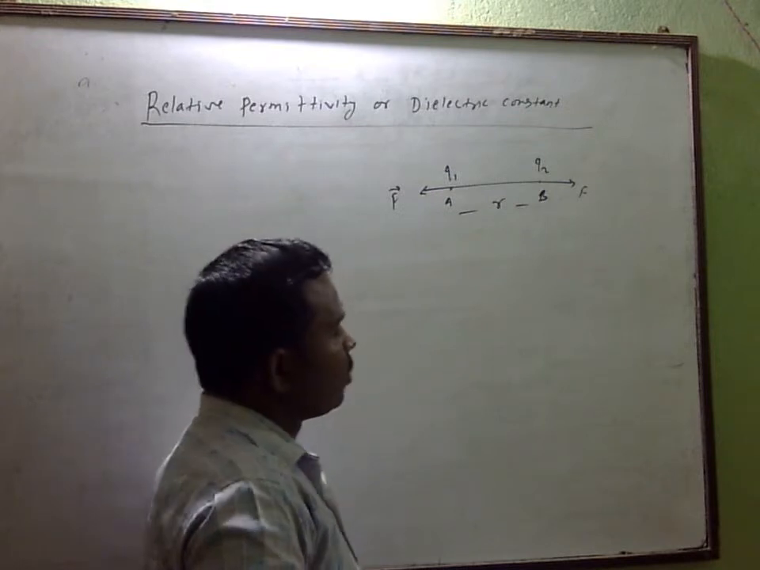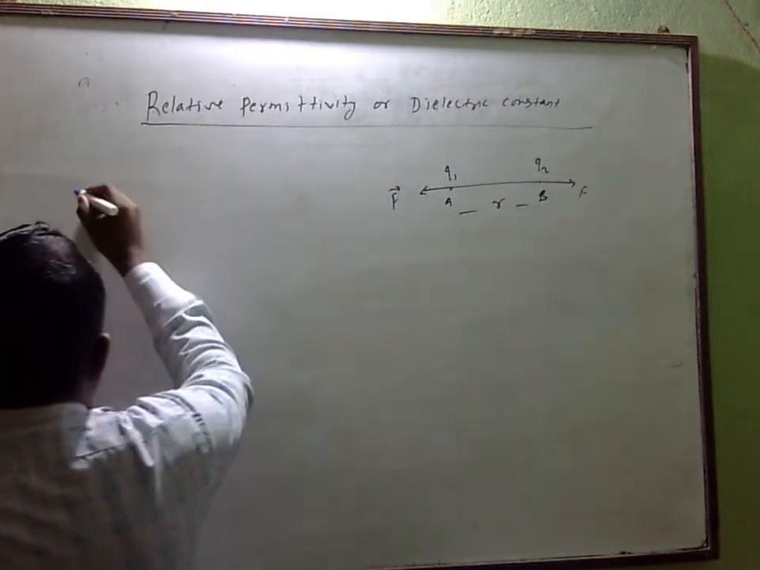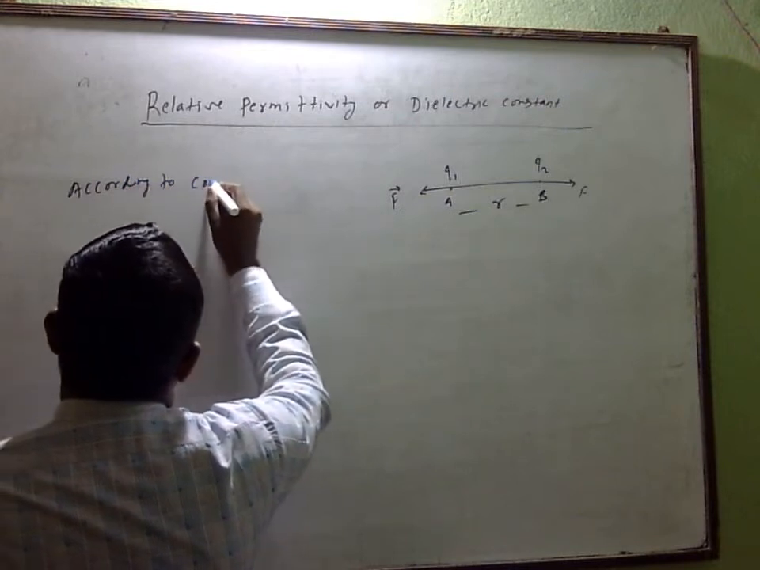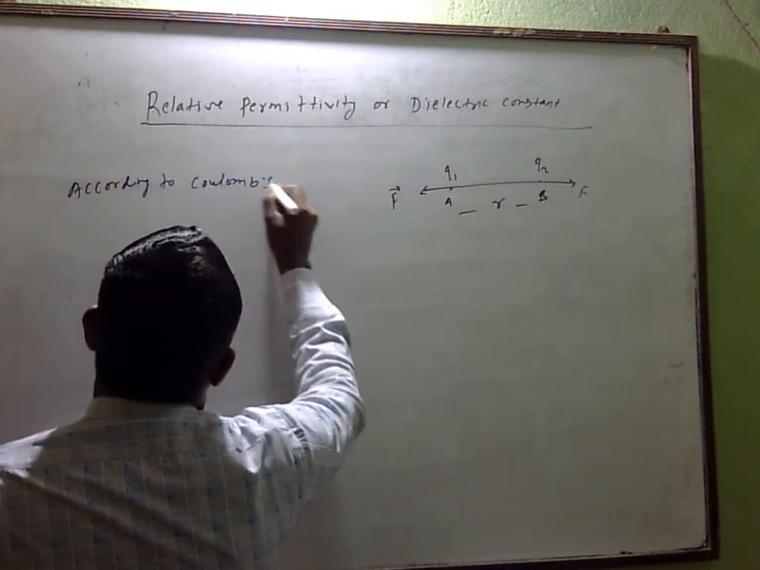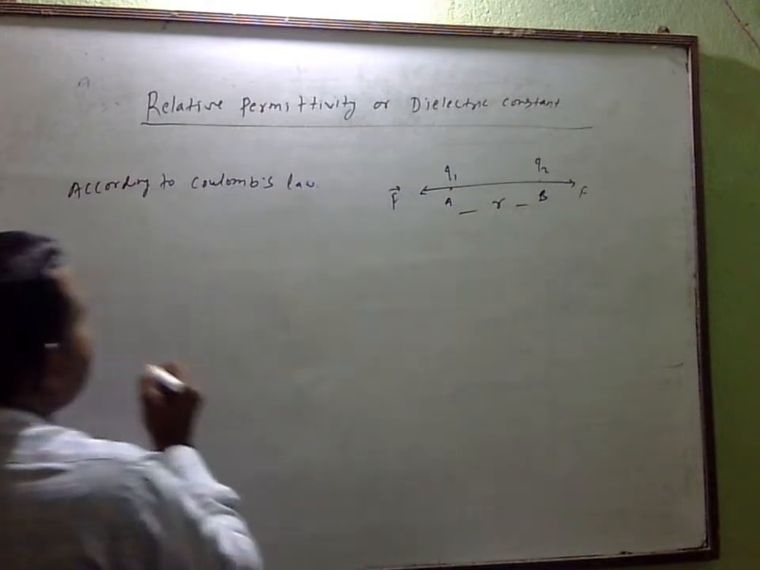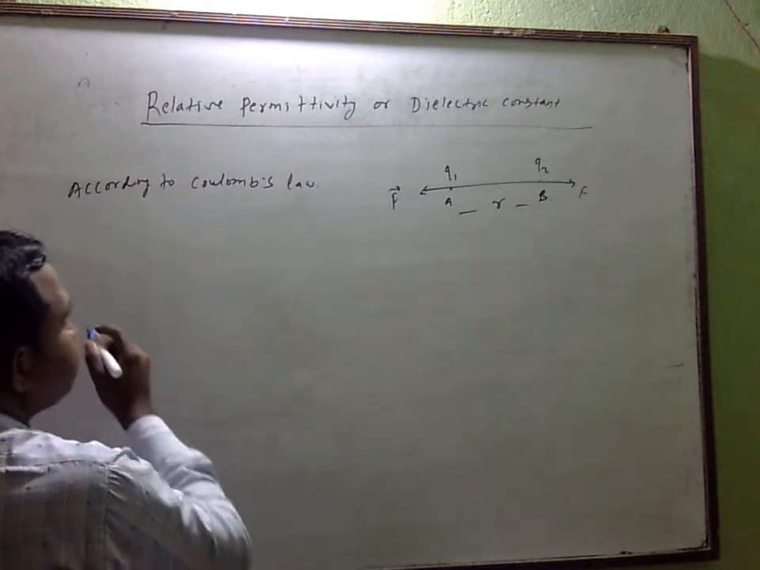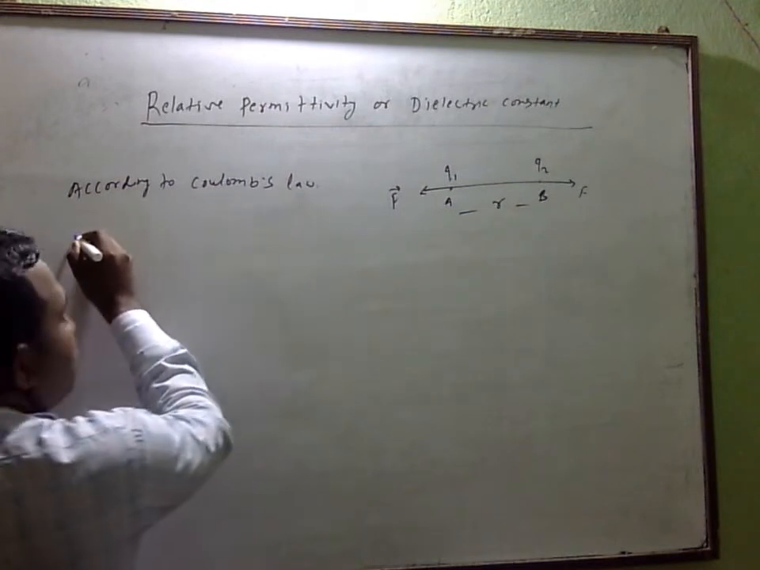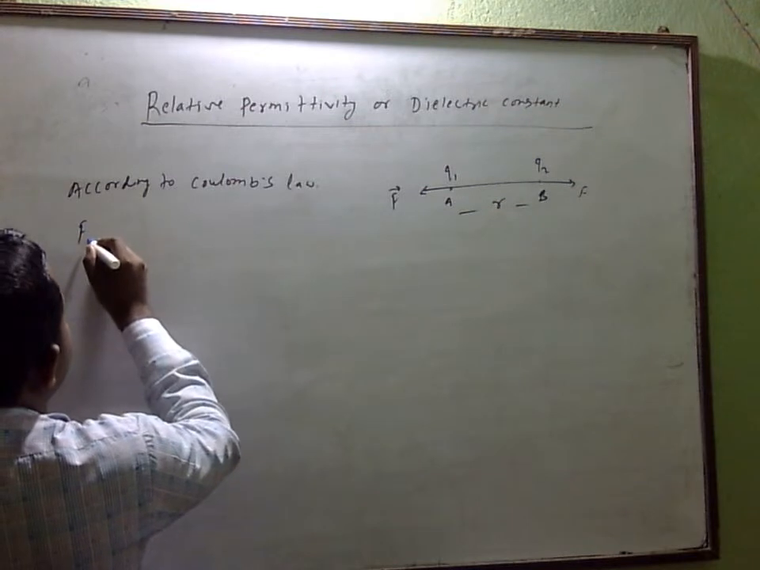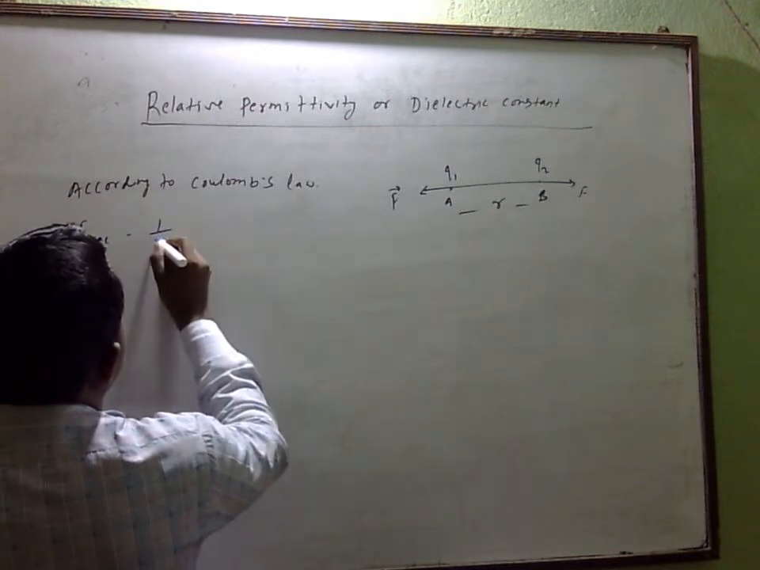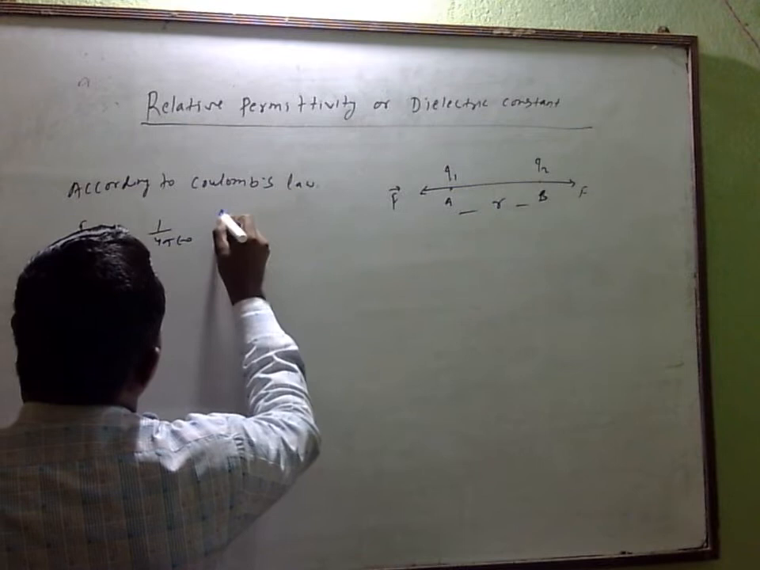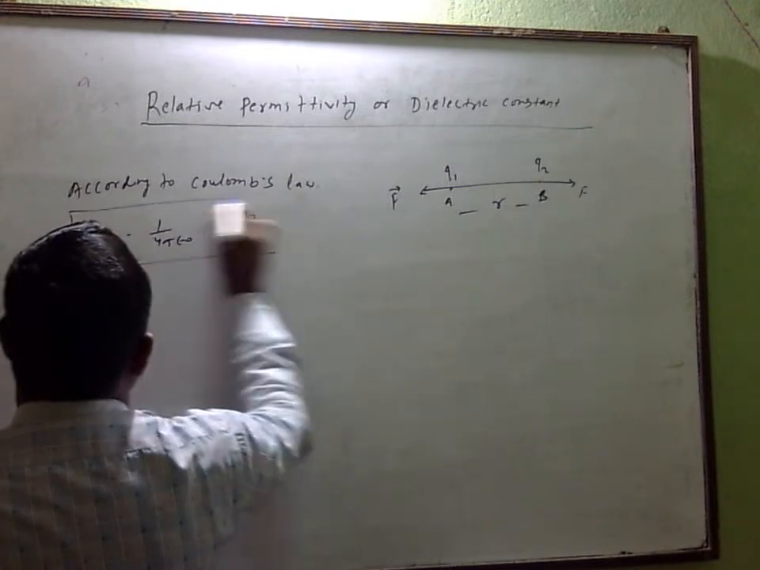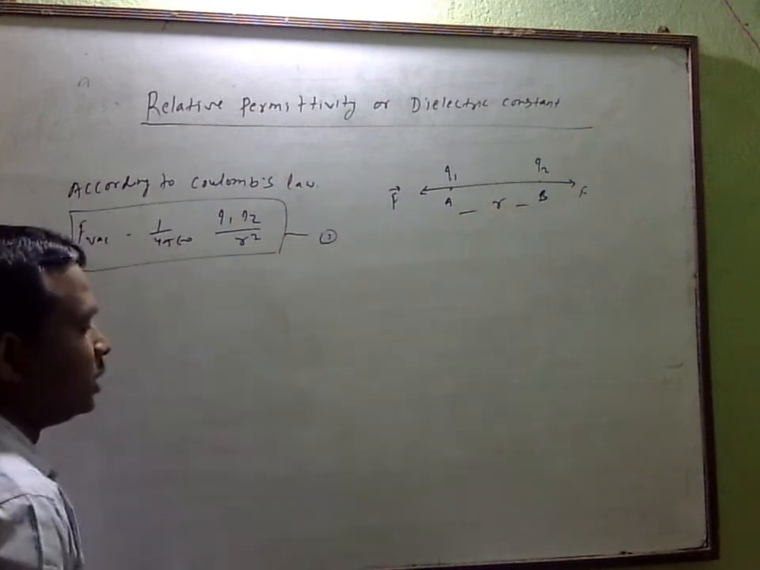According to Coulomb's law, the force experienced in vacuum, F vacuum, is equal to 1 by 4 pi epsilon naught, Q1 Q2 by R square. We got this.